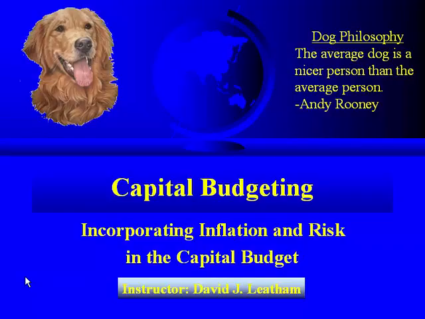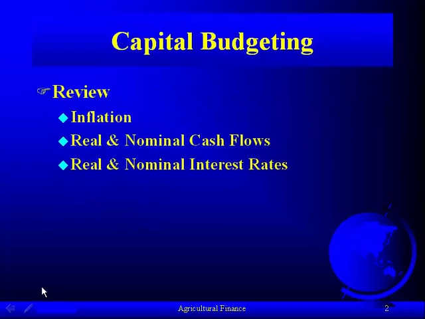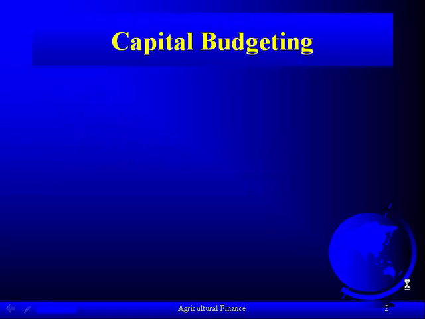Okay, today we're going to take this a step further and talk about how to incorporate inflation and also risk into the capital budget. We spent the last lecture talking about inflation. Since this is an introductory class, we're learning the vocabulary, and the vocabulary that we focused on was real and nominal cash flows and real and nominal prices, and we finished talking about real and nominal interest rates. The next step is to see how to use these definitions and this information in the capital budgeting process, and that's what we will do today.